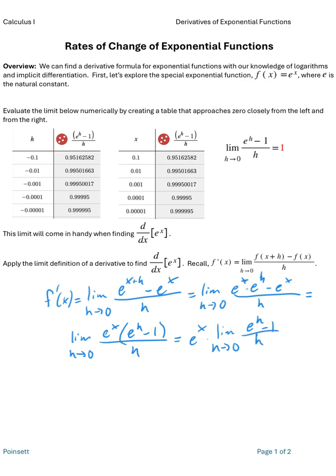And as we saw, this limit right here is precisely 1. So this is simply e to the x. Hence, the derivative with respect to x of e to the x is the function e to the x itself. This is very interesting, and it's something that is worth knowing off the top of your head.